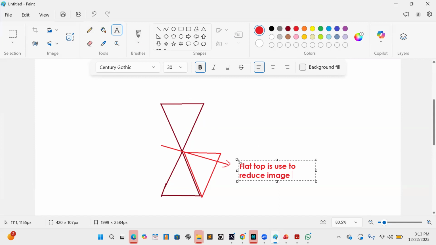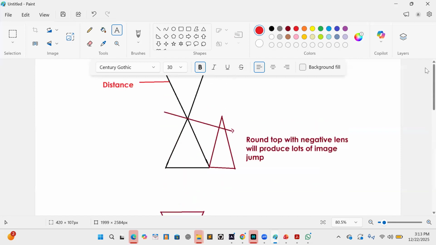So we want to reduce image jump. We don't want the patient to have image jump. When they use bifocals, they are complaining, it's like the image is moving at them. We should use flat top for both patients, both the upper and mild. You have to take note of this. Very, very, very important in MCQs.